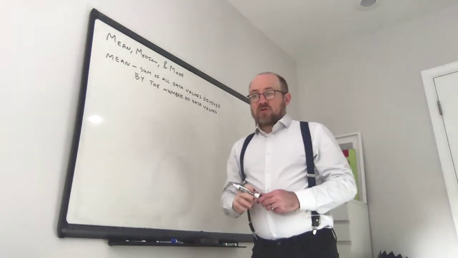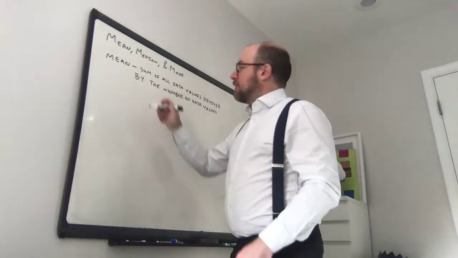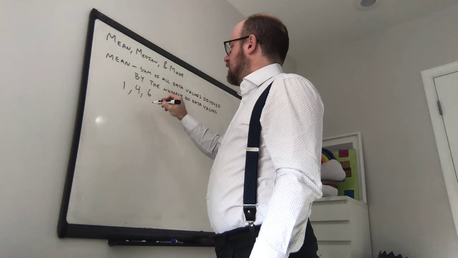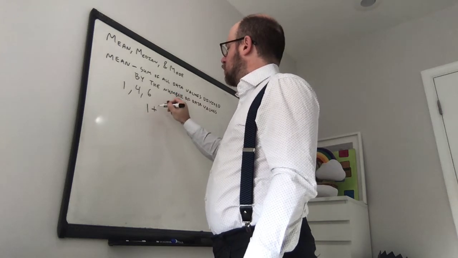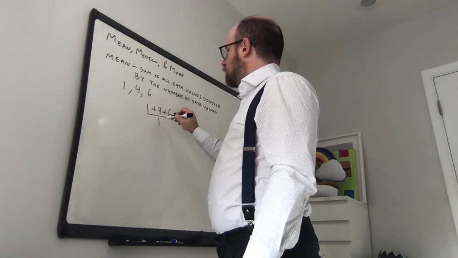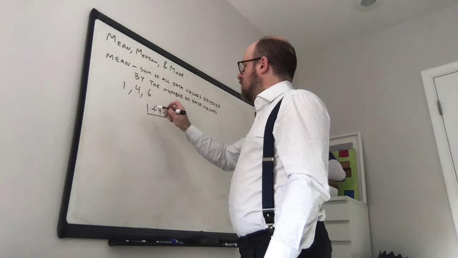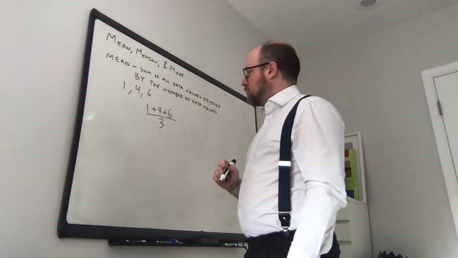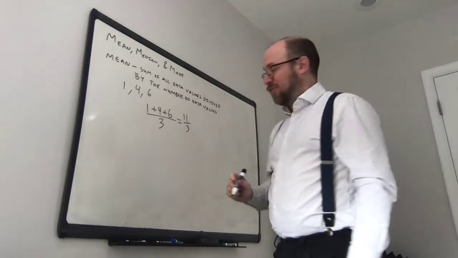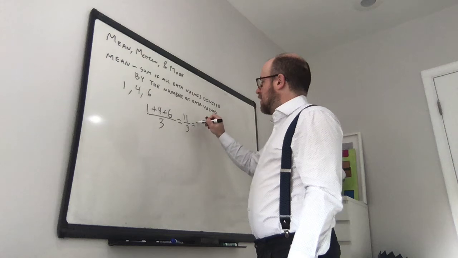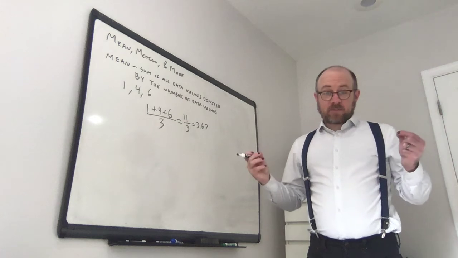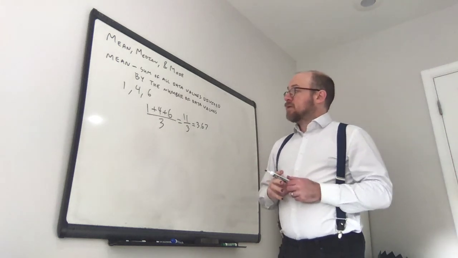Okay? So, for example, if you had a set of data that was something like 1, 4, 6, you would take these numbers, 1 plus 4 plus 6, add them up, and divide by the number of values. So there's 3 values here, so we take 1 plus 4 plus 6 divided by 3, which gives us 11 over 3. If you wanted to change that into a decimal, that's 3.67. That gives you the mean of the data values. Okay? So that's our first one.